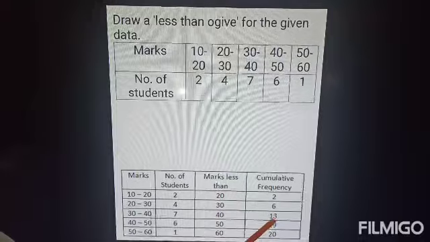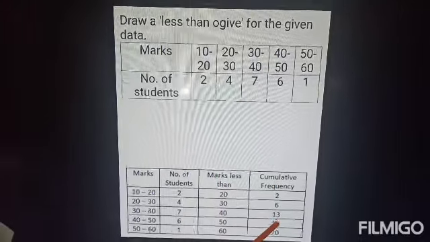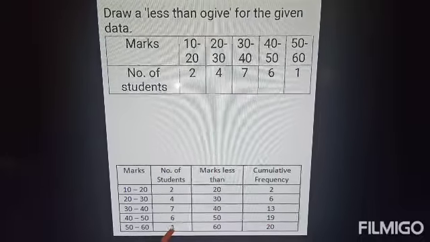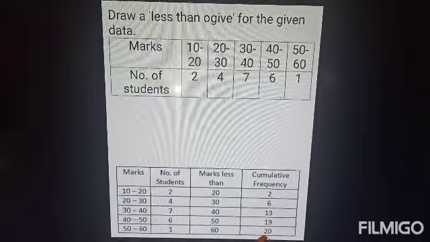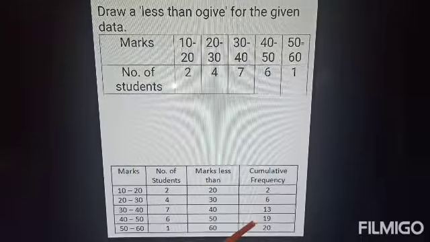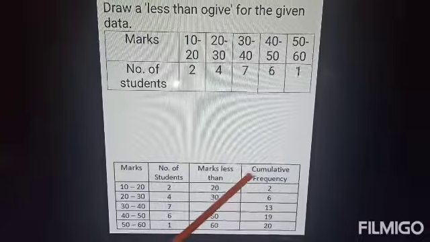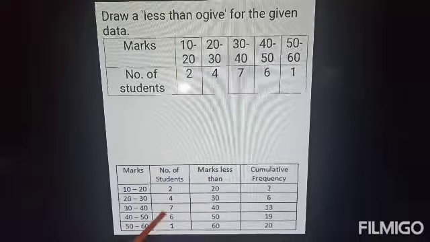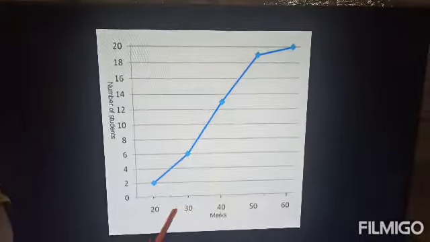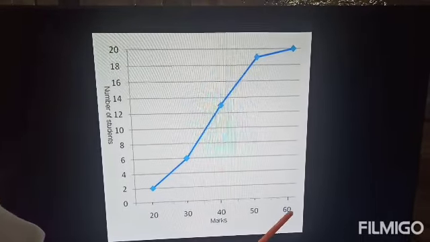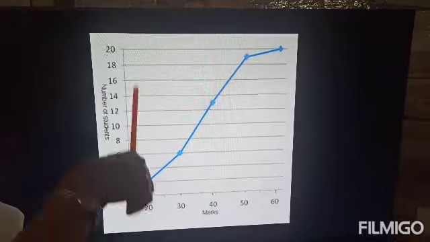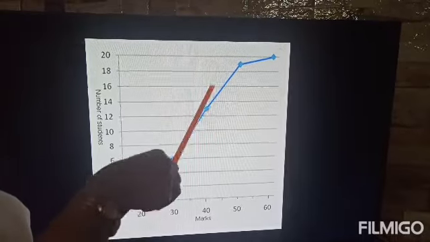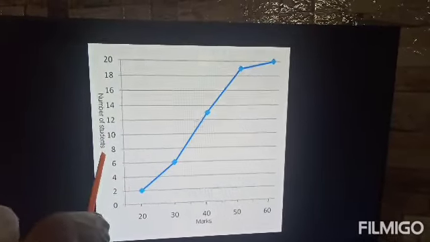Less than 50, we have to add this 13 plus 6, 19 we got. Next, less than 60, for this 19, we have to add this 1. We will get 20. Now, we got the cumulative frequency column. Now, draw the graph against the cumulative frequency. Okay. Now, we have to take the marks on the x-axis and the number of students on the y-axis. Draw the graph against marks and number of students.